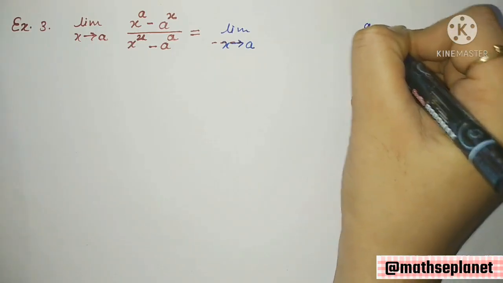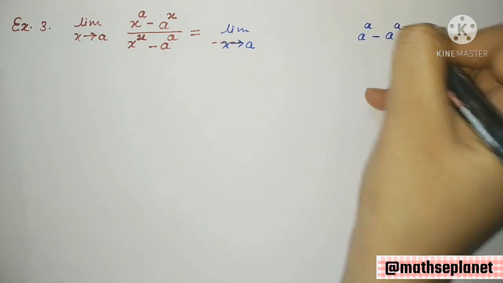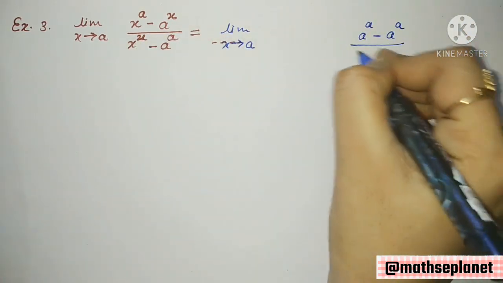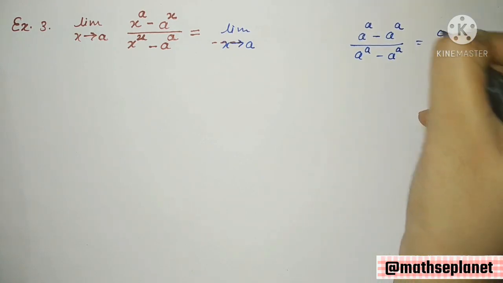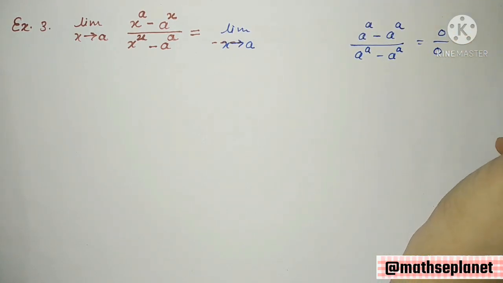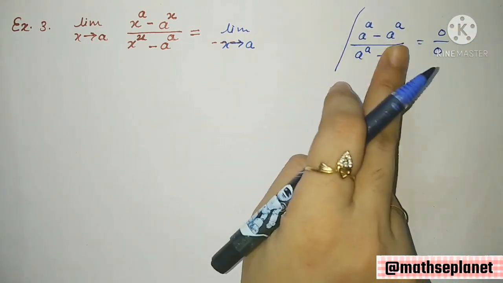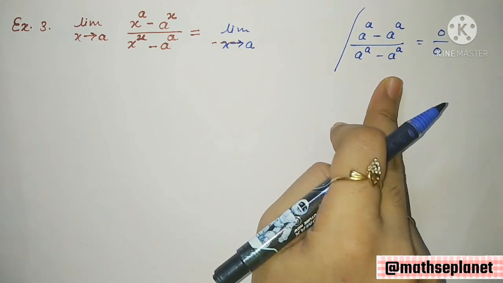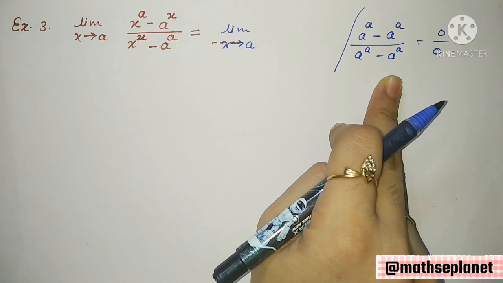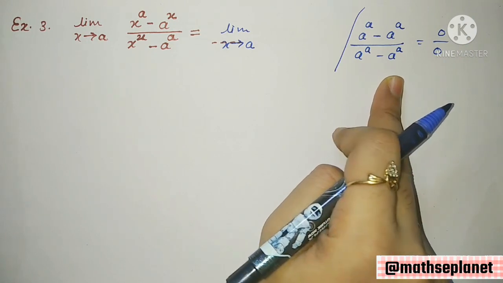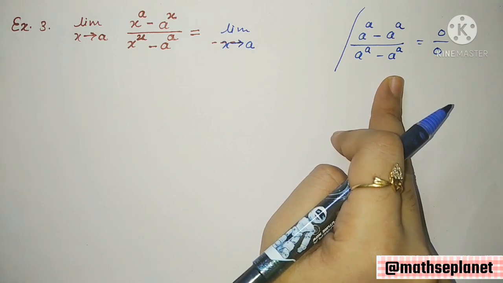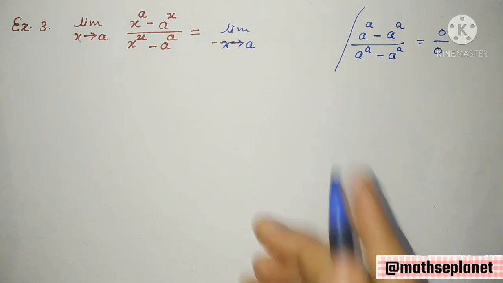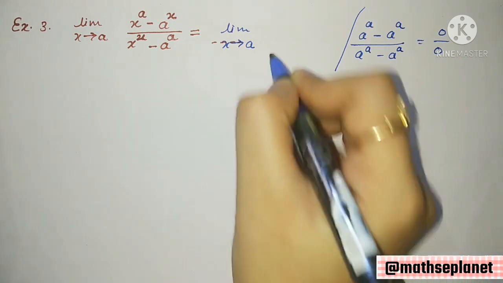a raised to a minus a raised to a divided by a raised to a minus a raised to a, and this is nothing but 0 by 0. So we are getting this 0 by 0 form, and hence we can use L'Hopital's rule. So things are going to be very easy now. We just have to take the differentiation of numerator and denominator separately. So let's take the differentiation of numerator and denominator.